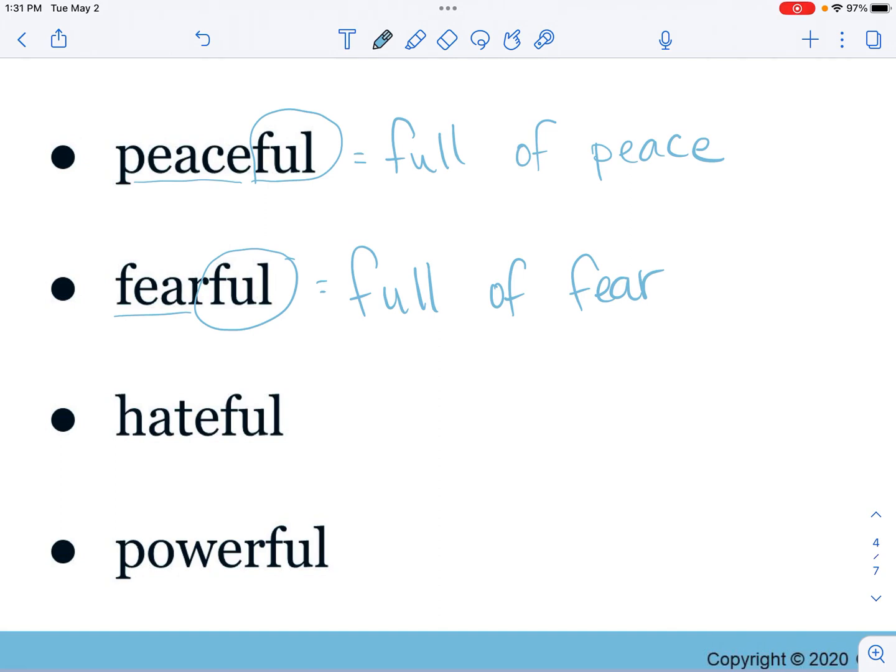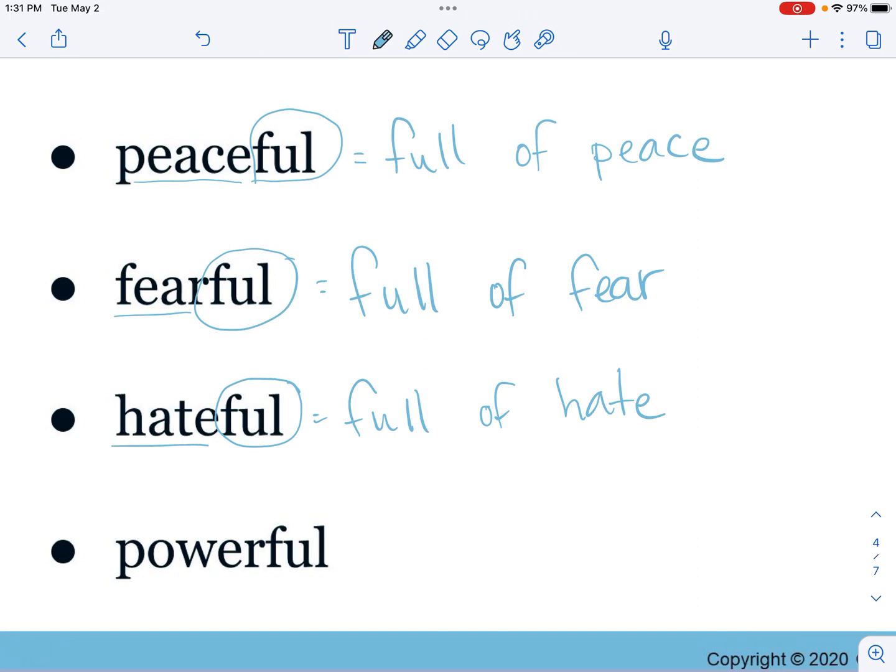Our next word is hateful. Circle the suffix and underline the base word. This means full of hate. It's a very strong word. The mob screaming at Ruby was hateful.